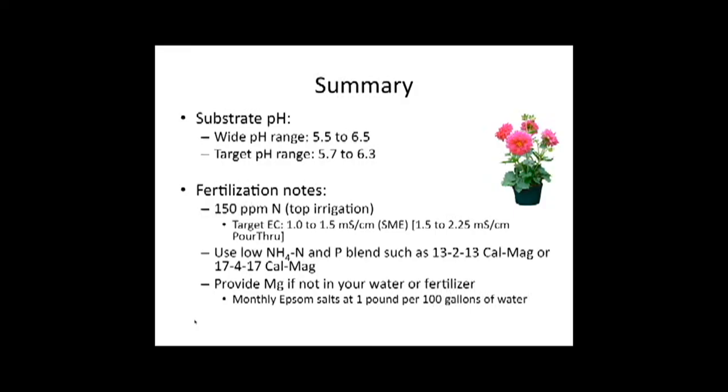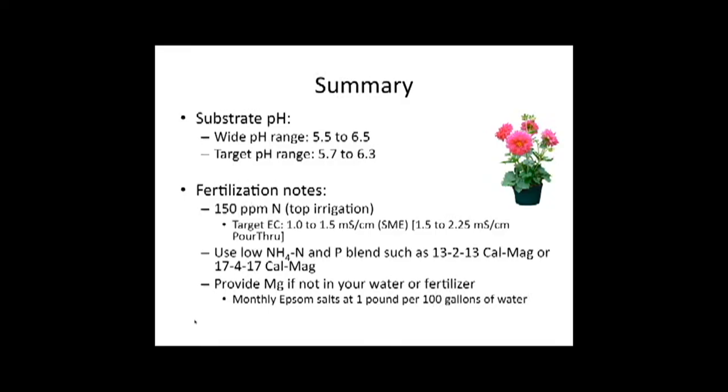And so target EC values are there for both SME and pour through, and those values for the nitrogen rate and the EC values are assuming you're top irrigating. So if you're sub-irrigating, what do you do? The standard rule is 25% lower that you would be targeting on those values. And so other ideas to keep in mind is that a lot of ammoniacal nitrogen will cause soft growth, big leaves, so limit that to probably 10–20% of your total nitrogen being supplied.